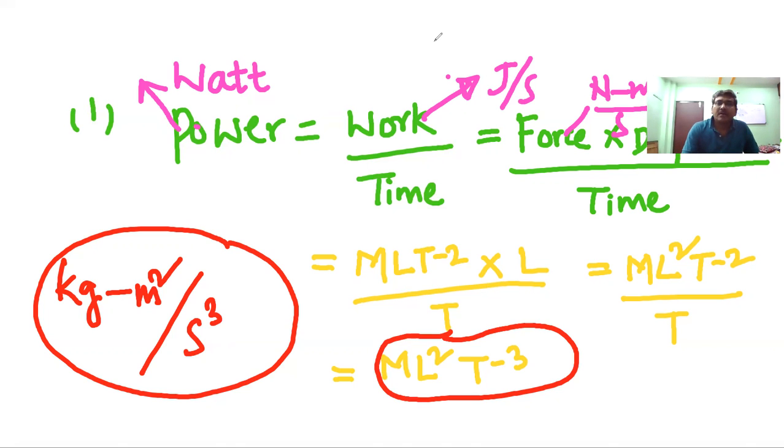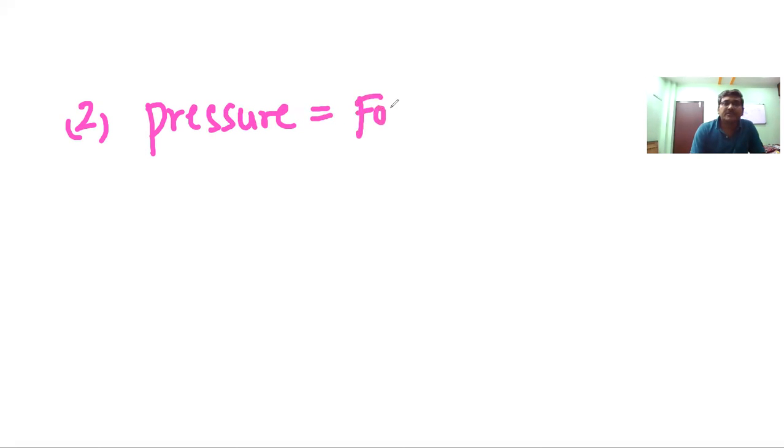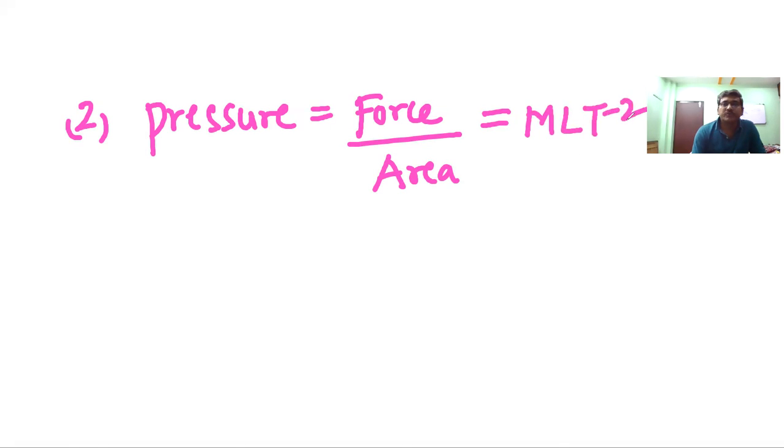Let us see another one. The second one is, we have seen the pressure. So pressure is defined as normal force per unit area. What is the dimension formula of the force? Mass into acceleration, M L T minus 2, divided by area L square. Area is L square. Force is M L T minus 2.